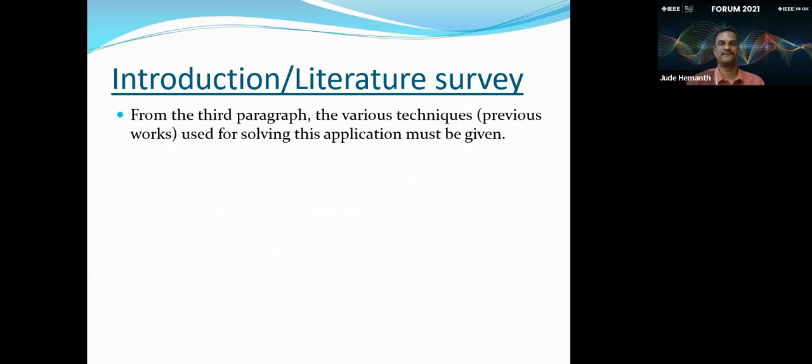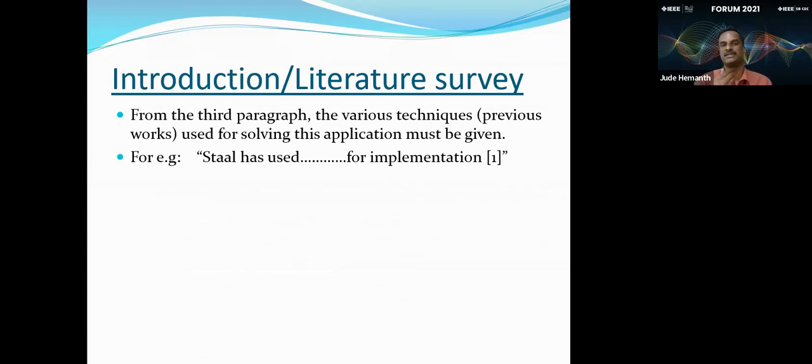From the third paragraph, after 2 paragraphs of 10 to 12 lines, the various techniques used for solving this application must be given. Various techniques means not your technique. For the literature survey, you are going to take the contents, or analyze the contents, of another person's work, right? So from the 3rd to the 7th paragraph, you must have that.